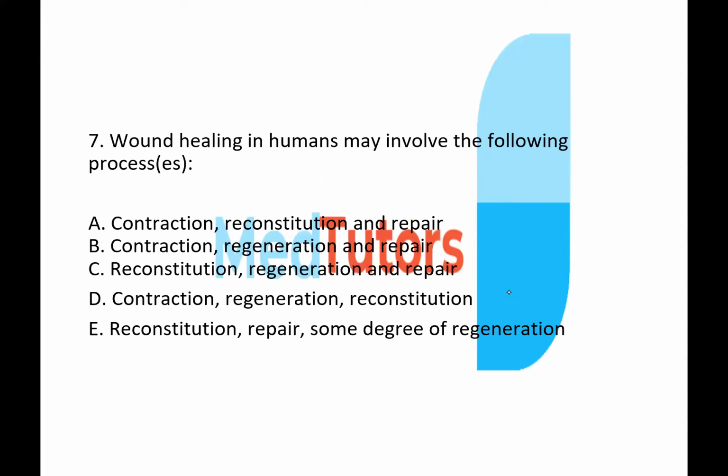So you are the ones confusing them. Wound healing in humans may involve the following processes. A, contraction, reconstitution, and repair. B, contraction, regeneration, and repair. C, reconstitution, regeneration, and repair. D, contraction, regeneration, and reconstitution. E, reconstitution requires some degree of regeneration.